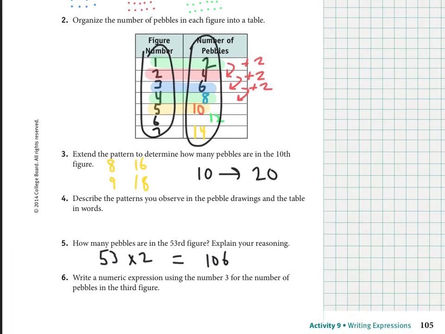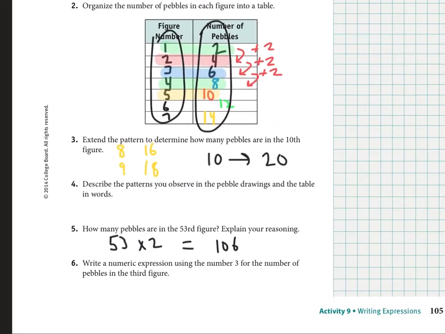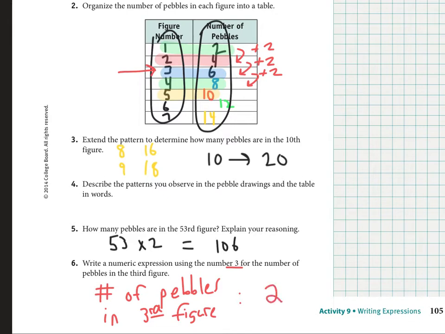Can we write a numeric expression using the number 3 for the number of pebbles in the 3rd figure? Okay, so in the 3rd figure, we knew there were 6 pebbles. So how did we get 6, basically? We were taking the figure number and multiplying it by 2. So it would be 2 times 3. That would be a numerical expression. Okay, 2 times 3. We're using the number 3, and we're just multiplying it by 2.